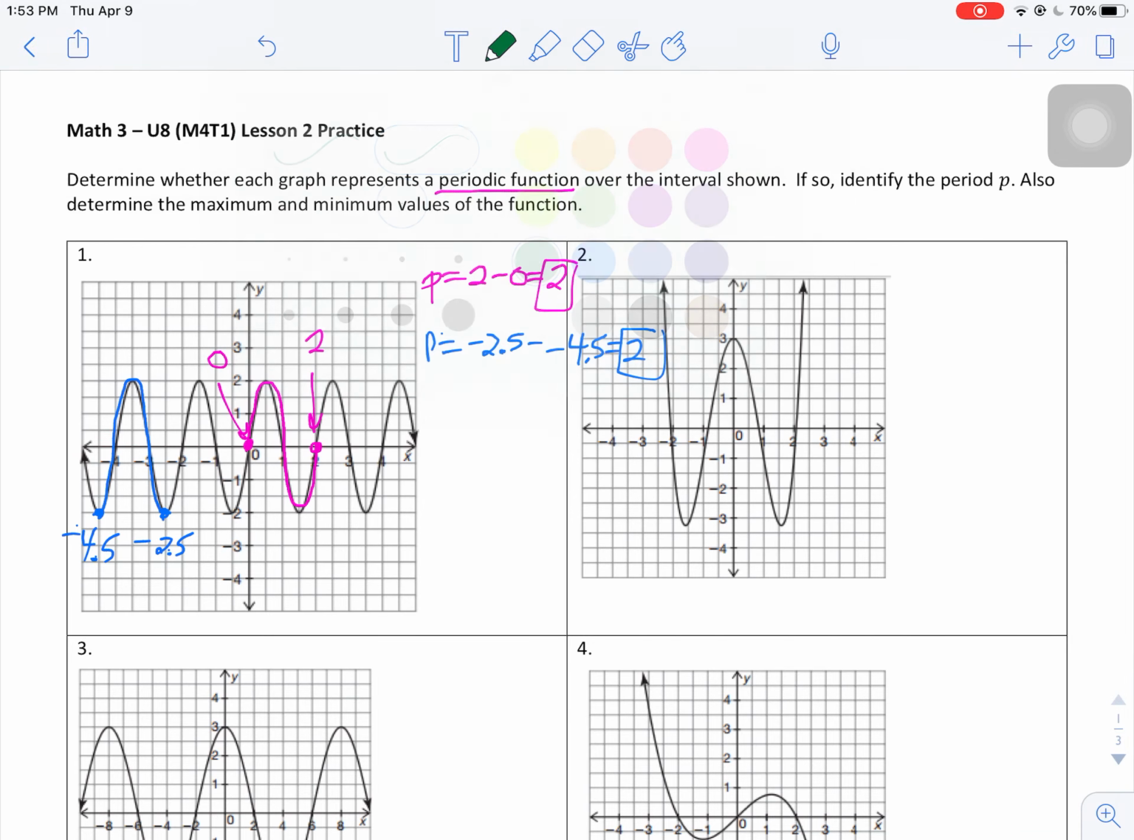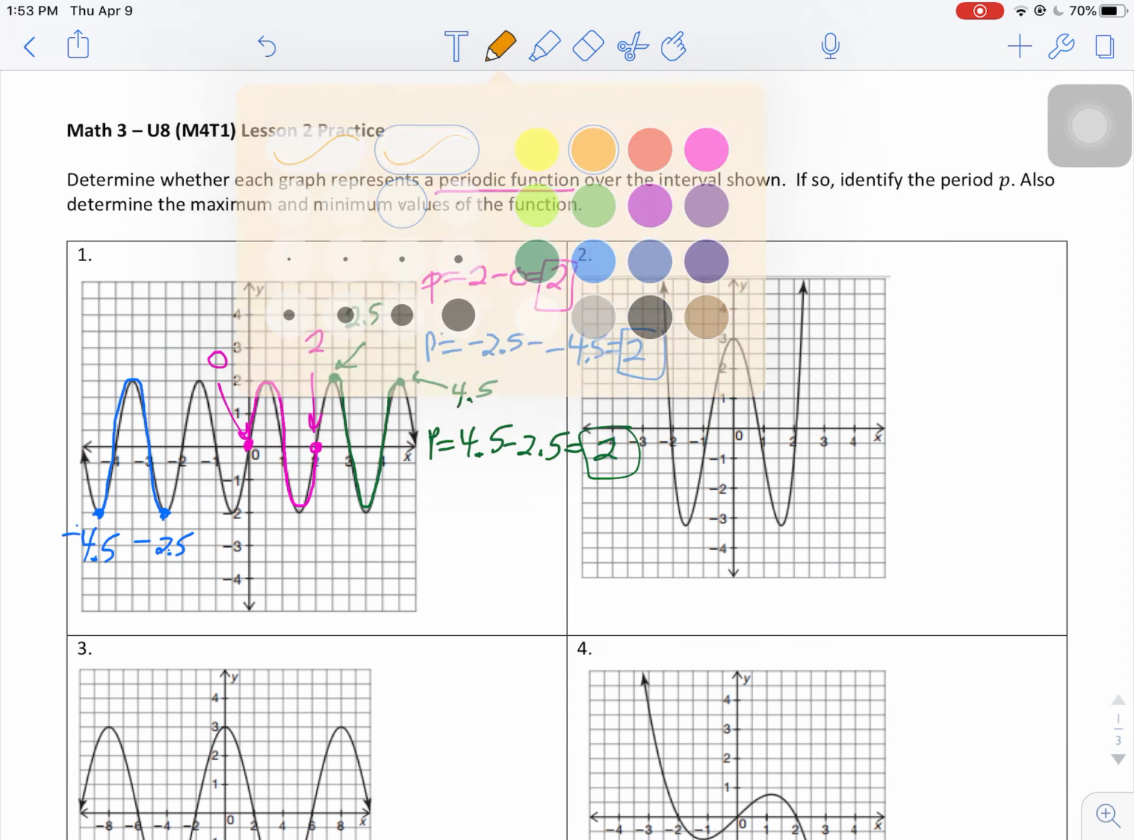And then the last option, or last, at least easy option, you could go peak to peak. So highest point on the graph to the next highest point on the graph. So this is an x value of 2.5. This is an x value of 4.5. So I could do my large x value minus my small x value, and I still get 2. So any way you spin it, the period is 2. That's how long it takes to do one full cycle before the graph starts repeating itself again.